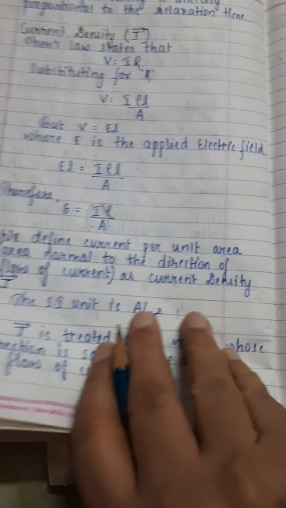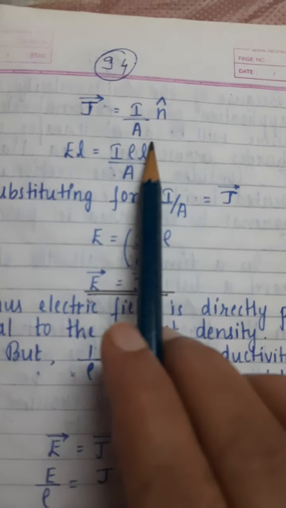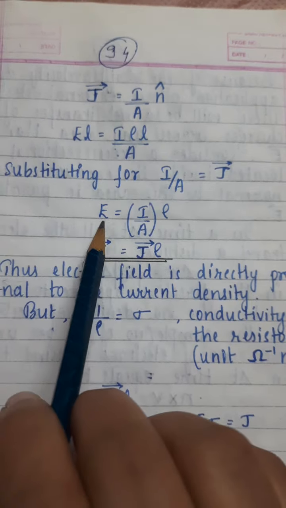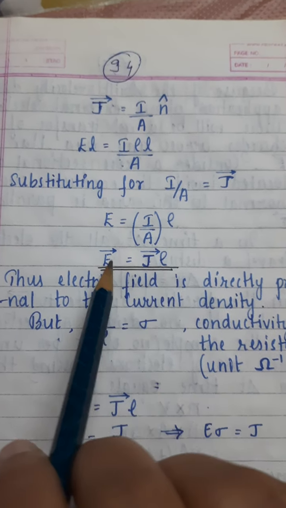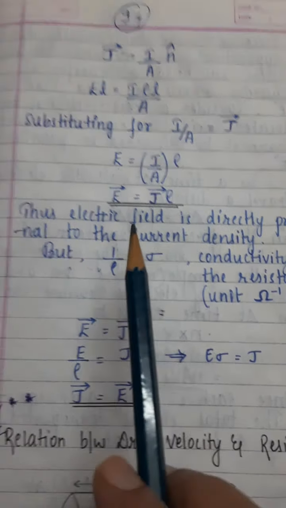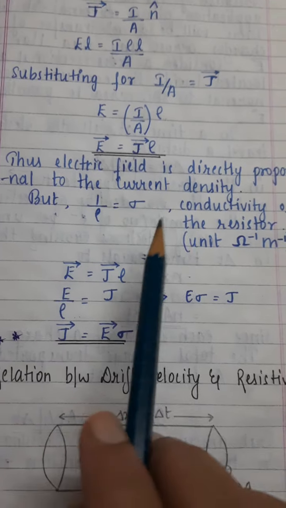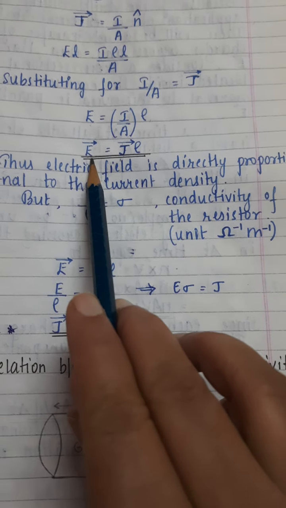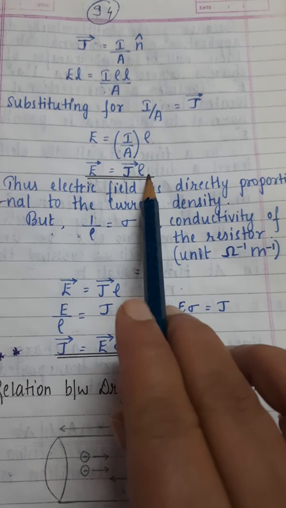Further we calculate J equal to I by A. Further, E equal to I by A times rho L, that is E equal to JL when we substitute I by A with J, the current density. The electric field is directly proportional to the current density. You can see from here E is proportional to J, where L is the length.